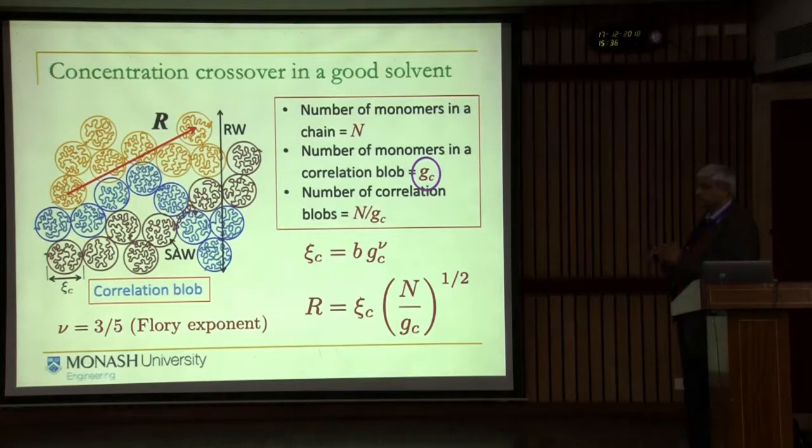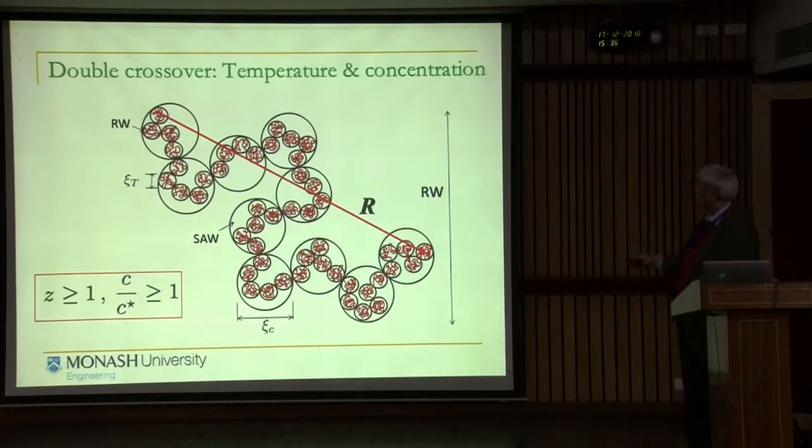Now, in general, of course, you are not in a dilute solution, nor are you in a solution where you have only self-avoiding walk statistics. You are in what's called the double crossover regime, where you are somewhere between theta and good as far as temperature is concerned, and your concentration is somewhere between dilute and concentrated. In that case, you will have both blobs playing a role, and the solution physics is then a delicate interplay between these thermal blobs and correlation blobs. So this is the background that was invoked by Dobrynin and Rubinstein in their scaling theories.